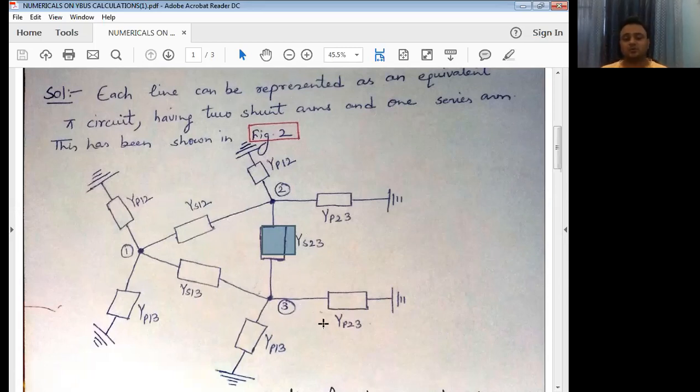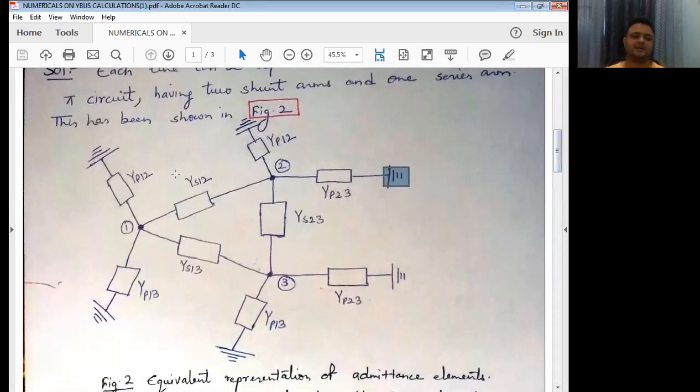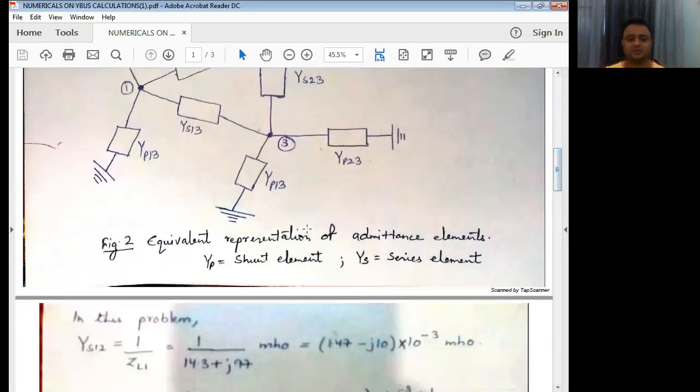So you have to be very careful while drawing this diagram because this is the basis for the rest of the numerical. Okay, so your pi representation must be accurate. There will be no chances of error. All the shunt elements are earthed as shown by this symbol. So YS12 represents the series element and YP12 represents the shunt element. P represents shunt, S represents series. So in the equivalent representation of admittance elements, P represents shunt element and S represents series element. So this is a series element and this is a shunt element.